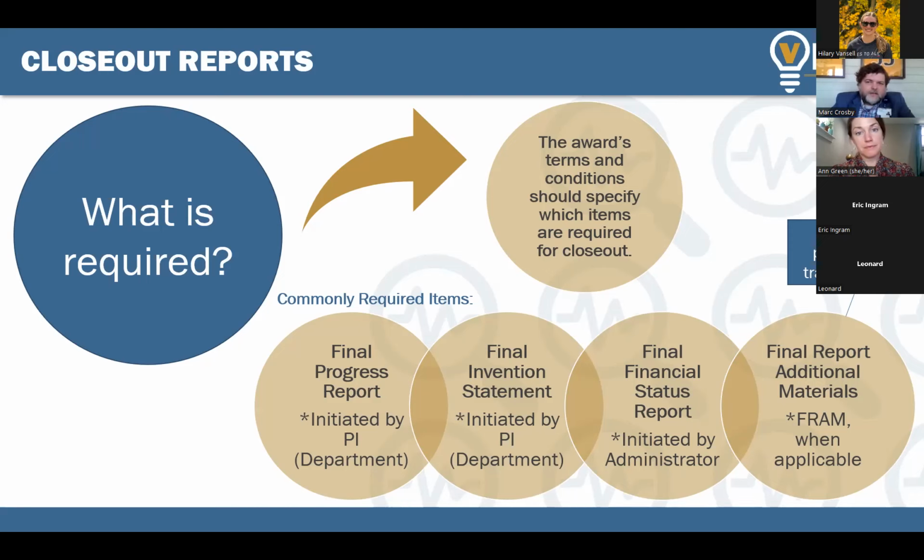Can you repeat that? What's your partner closeout that was mentioned here?